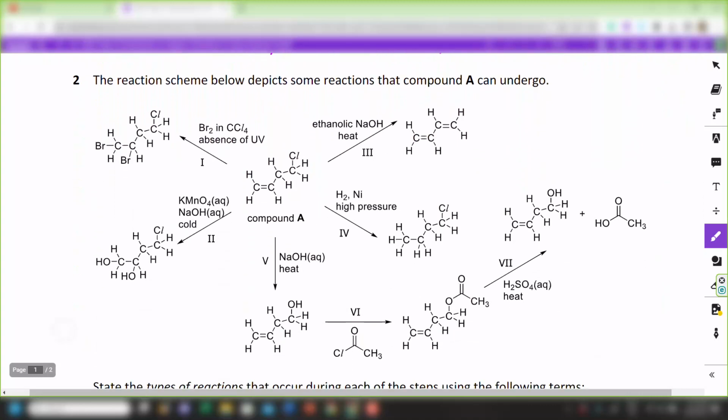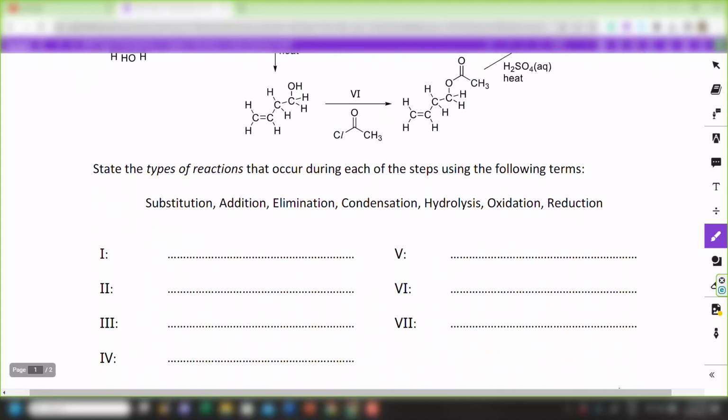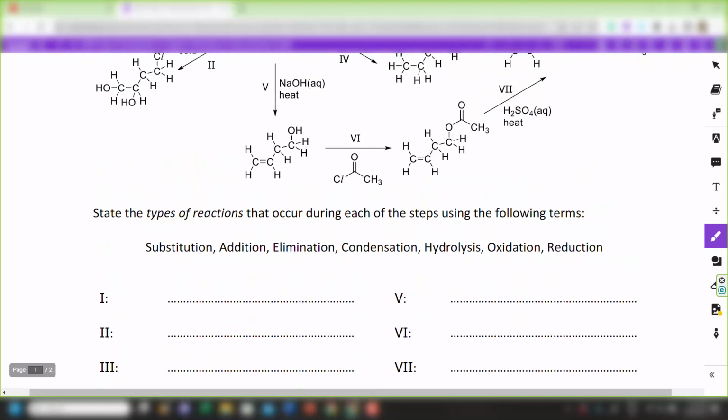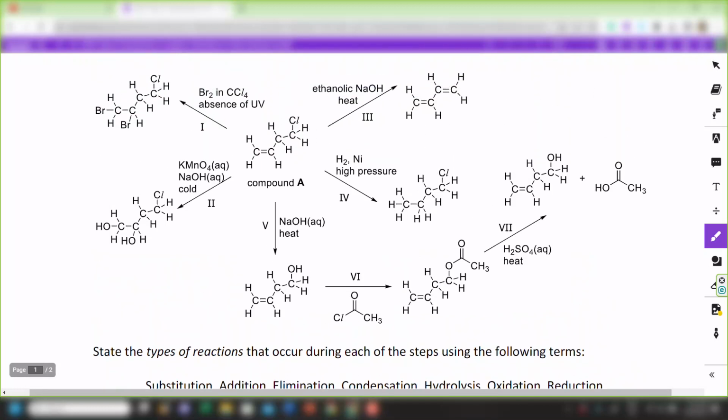Okay, so then next for question 2, we have this particular reaction scheme. It shows some reactions that compound A undergoes. There are a series of reactions, so we're just going to go according to the numbering here, the Roman numerals, 1 to 8. Basically you are supposed to state the types of reaction that occur during each of the steps using the following terms: substitution, addition, and so on.